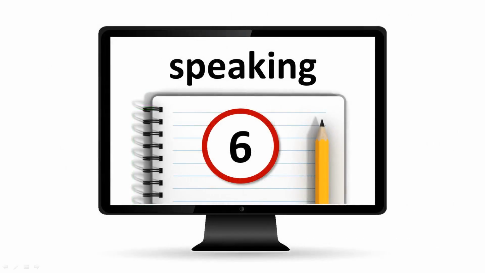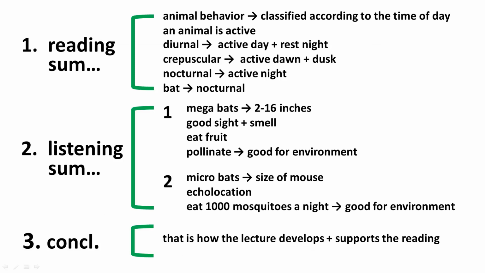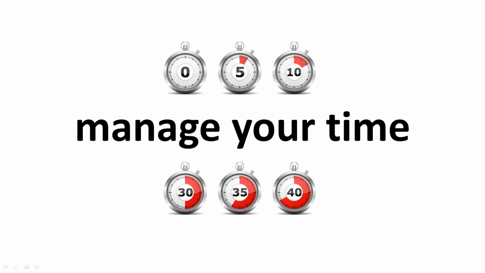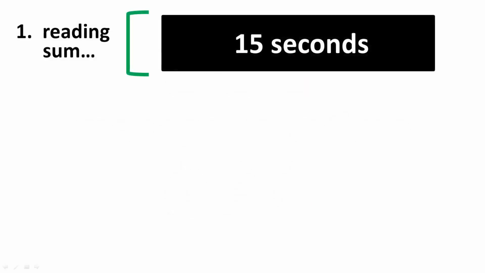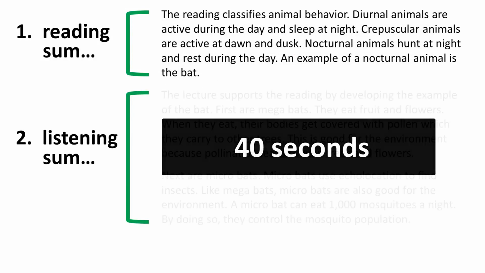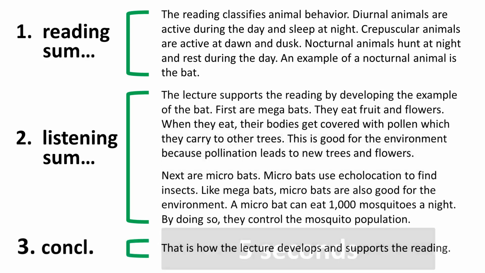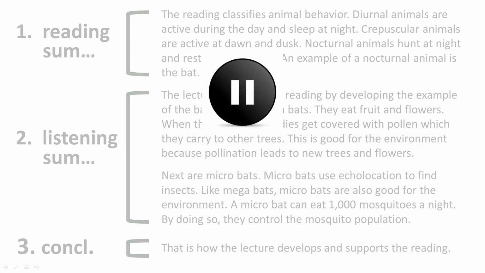Next is speaking. Speaking is step 6. You will have 60 seconds to follow your note map and deliver your response. It might seem impossible to squeeze all this information into 60 seconds, however, it is not. The key is to manage your time. Manage your time by following this time chart. For the reading summary, speak for 15 seconds. For the listening summary, speak for 40 seconds. For the conclusion, speak for 5 seconds. Pause here to read the completed response.